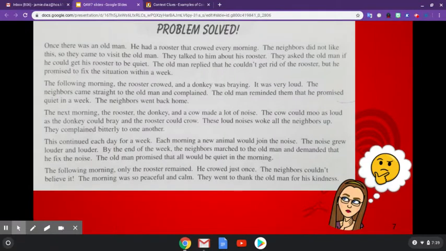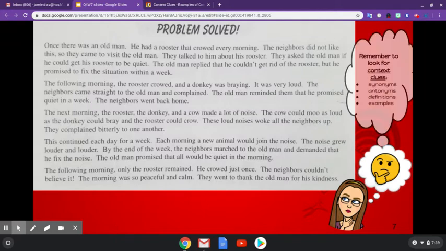Once there was an old man, he had a rooster that crowed every morning. Remember, we're looking for those synonyms and antonyms and definitions for the words. The neighbors did not like this, so they came to visit the old man. They talked to him about his rooster. They asked the old man if he could get his rooster to be quiet. The old man replied that he couldn't get rid of the rooster, but he promised to fix the situation within the week. The following morning, the rooster crowed and the donkey was braying.